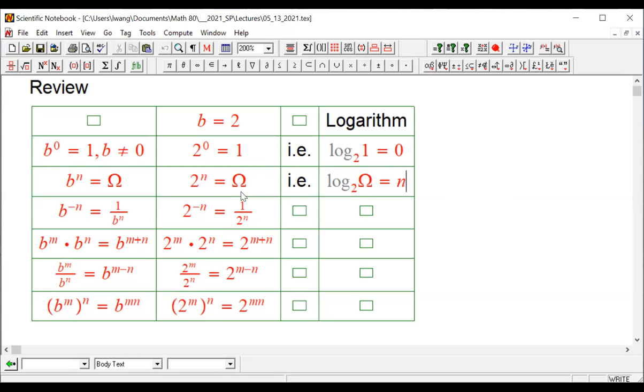Okay, so let's play with some numbers. What is 2 to the power of 3? 2 to the power of 3 is 8. And then we say log base 2 of 8 is 3. Do you follow me?